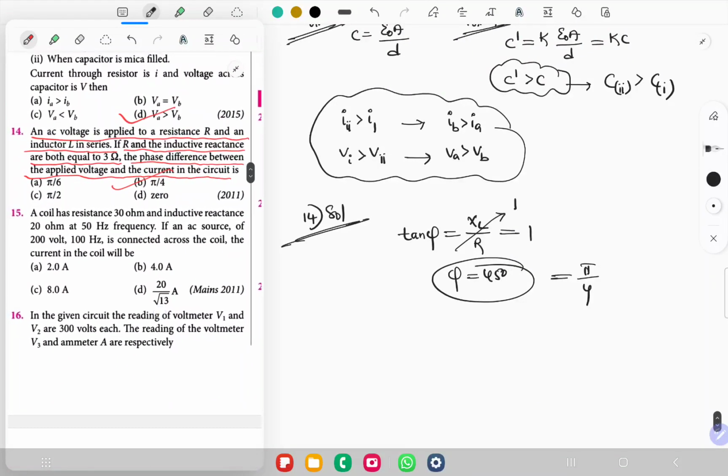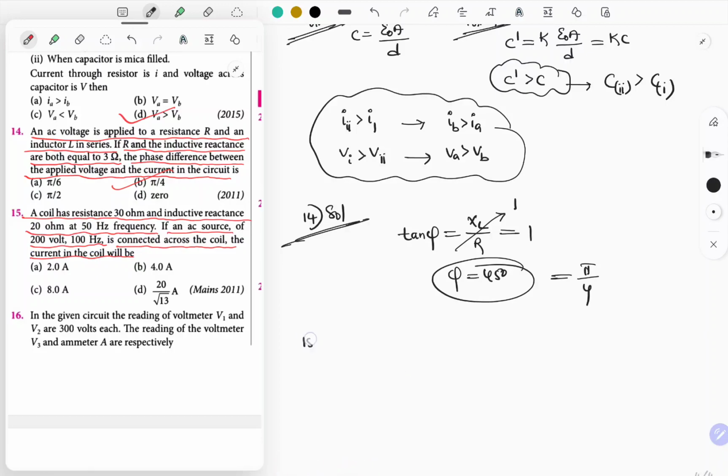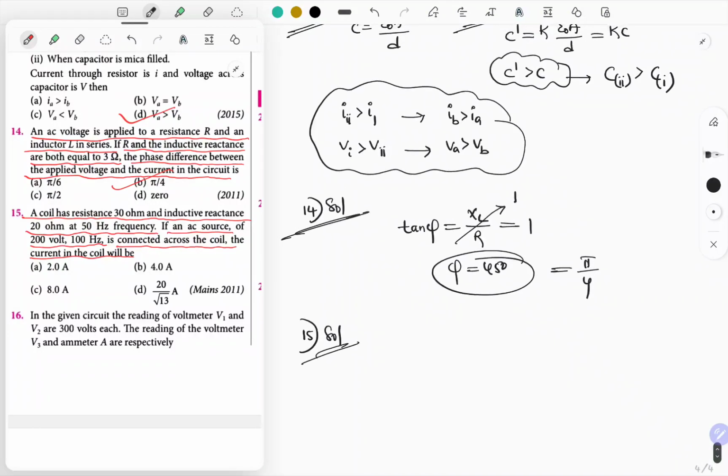Understood? Next. A coil has resistance 30 ohm and inductive reactance 20 ohm at 50 Hz frequency. If an AC source of 200 volt 100 Hz is connected across the coil, the current in the coil will be... First of all we have to find the impedance, then we can find the value of current. So let's find XL first. The R value is 30 ohm and XL is equal to 2 pi FL.